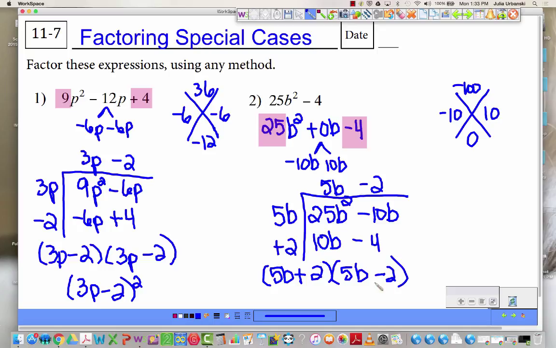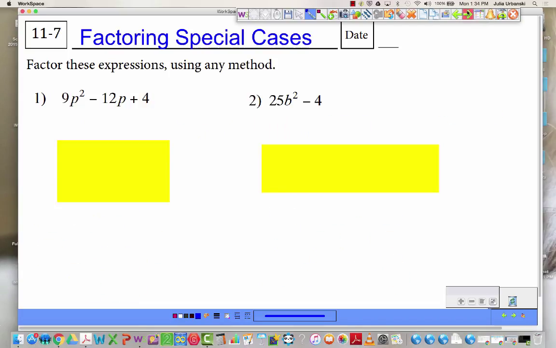So notice the difference. This one had 3 terms. The first number was a perfect square. The second number was a perfect square. So we squared our answer. The middle number was negative, so our middle was negative. But this case, it had 2 terms because the middle term was gone. When that happens, that can only happen by 2 things that are exactly the same but opposites, one positive, one negative. So we have 5b plus 2 and 5b minus 2. Look for those clues when we do number 3 and 4.